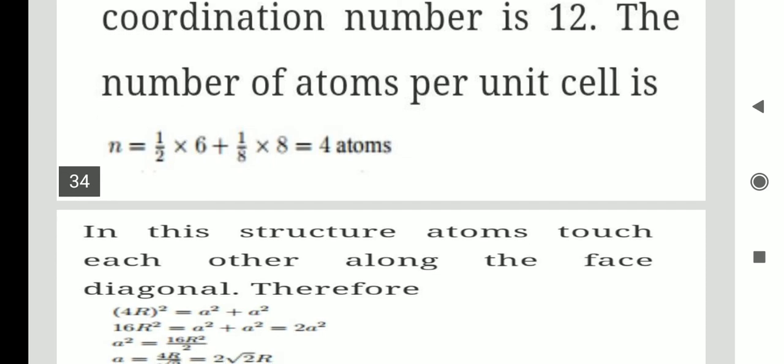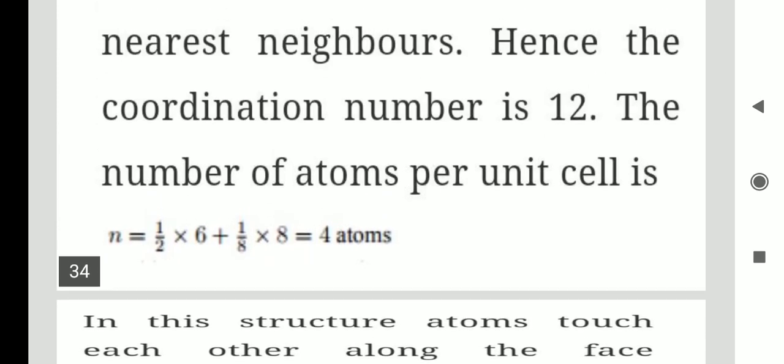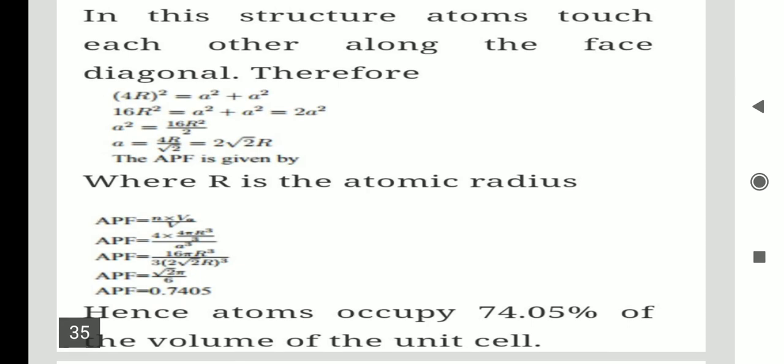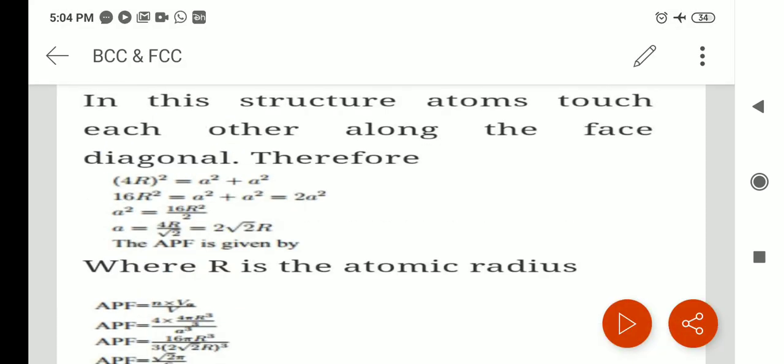That is, 1 by 2 into 6 plus 1 by 8 into 8. So the 6 face atoms are each sharing 1 by 2 of a unit cell and the 8 corners are each sharing 1 by 8 of a unit cell. Then the number of atoms in FCC is 4. Then coming to the APF value. What is APF? In the structure, the atoms touch each other. Why do we take 6 into 1 by 2? Because the atoms touch each other, that's why we take 1 by 2.